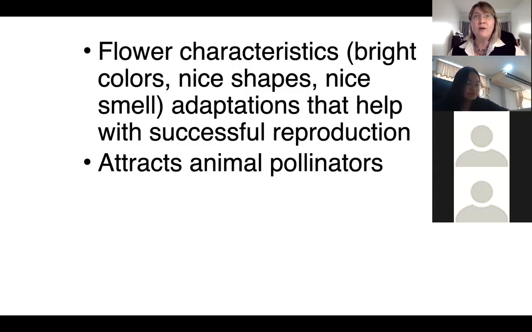So how can we tell flowers that are pollinated by wind and water versus flowers that are pollinated by animals? That is going to be because of the flowers. So if you have bright colored flowers, that indicates animal pollinator. If you have smell, especially, that's going to be animal pollinator.